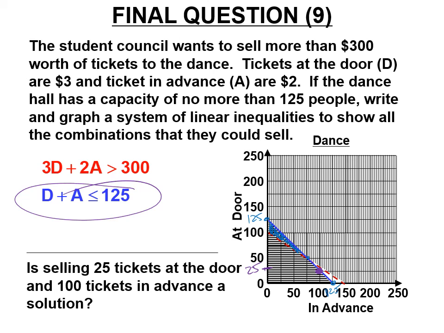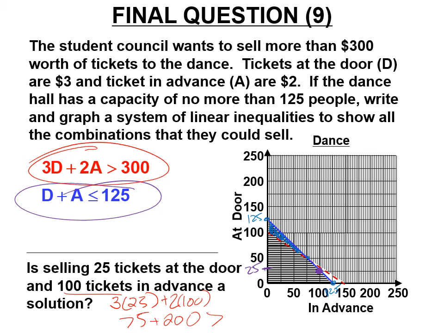Let's just show that. I'll show that in red. So 3 times 25 is 75. I'm just putting this in the top equation. And 100 tickets in advance, 2 times 100 is 200. That's 275 greater than 300? No, it's not. And you can see it's not in the red shaded area. It's not a solution. Good luck with your homework.